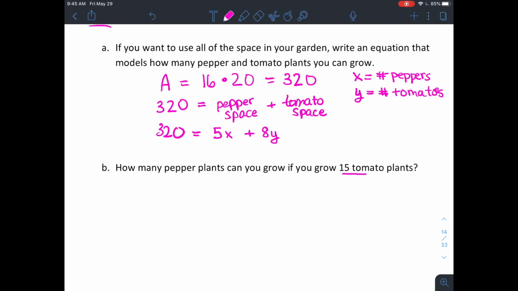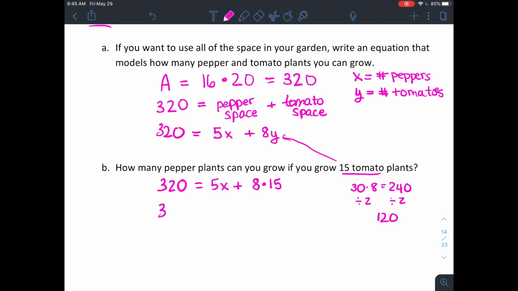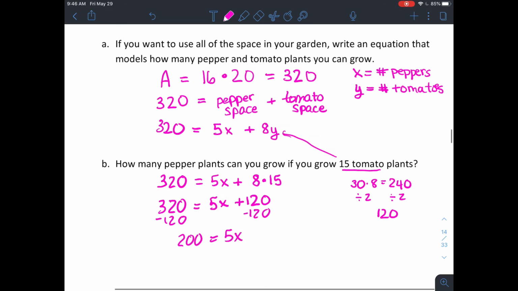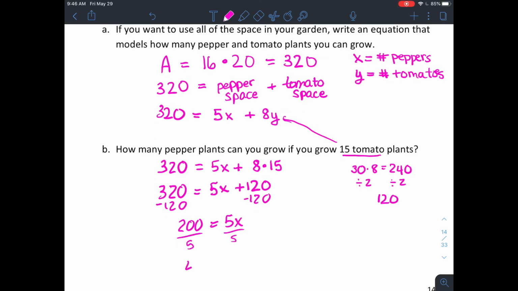I want to know how many pepper plants I can grow if I grow 15 tomato plants. So if I plug in 15 for my number of tomato plants, I'm going to be kind of weird when I multiply here. I'm going to take 8 times 30 because that's easier, and then cut it in half because 15 is half of 30. So 8 times 15 is 120. Yeah, that's the way my mind works. Subtract 120 and then divide by 5, and you will end up with X equals 40 pepper plants. This is a pretty big garden we've got going on.